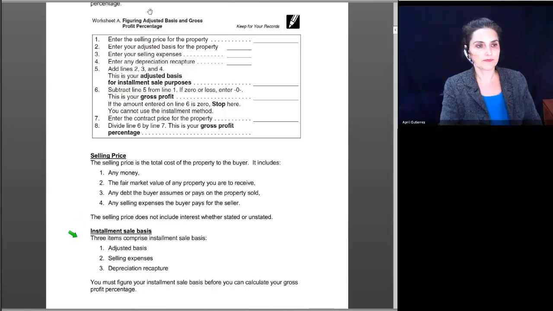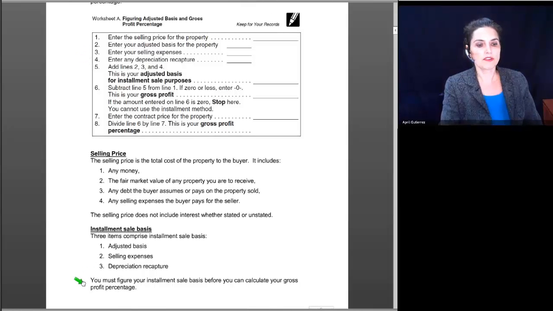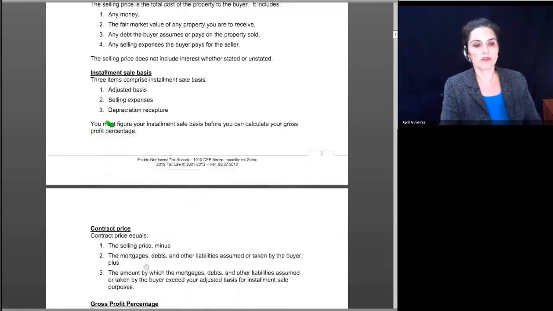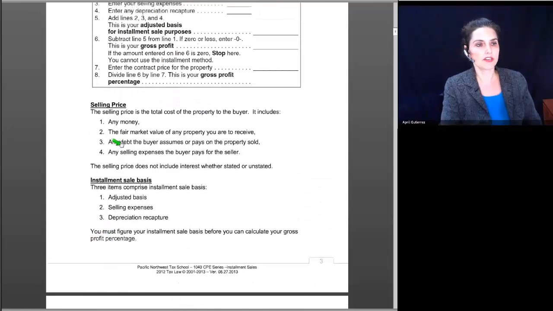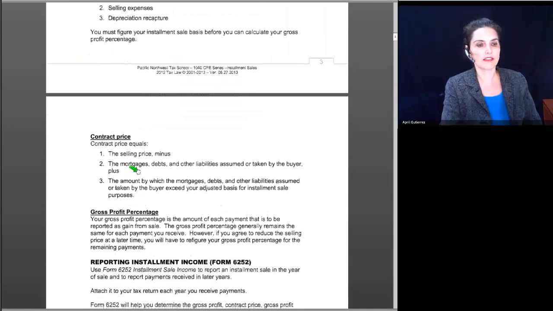Installment sale basis. That's line 2. 3 items comprise installment sale basis: adjusted basis, selling expenses, and depreciation recaptured. 2, 3, and 4 all combined. You must figure your installment sale basis before you can calculate your gross profit percentage. And the next one is the contract price. You can see here it's saying enter the contract price on line 7. What is that? Well, contract price equals the selling price minus the mortgages, debts, and other liabilities assumed or taken by the buyer, plus the amount by which the mortgages, debts, and other liabilities assumed or taken by the buyer exceed your adjusted basis for installment sale purposes.